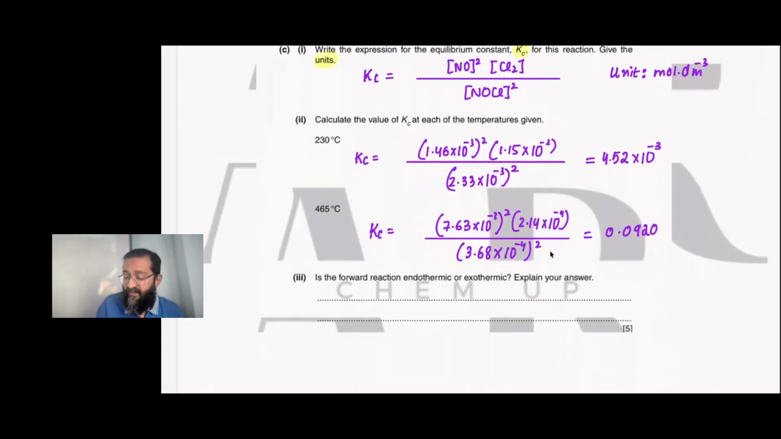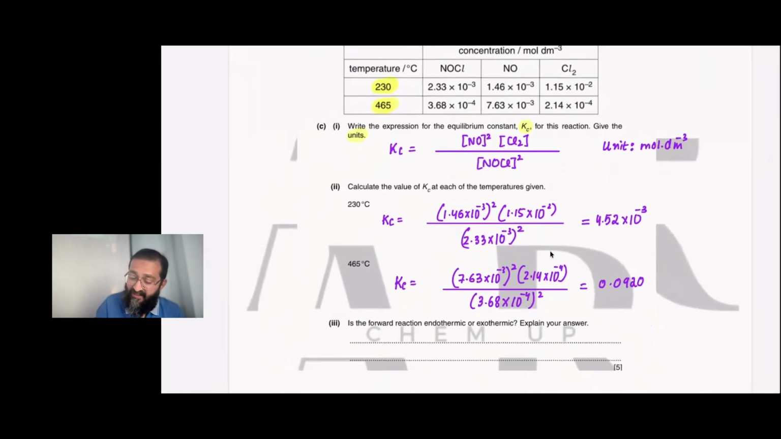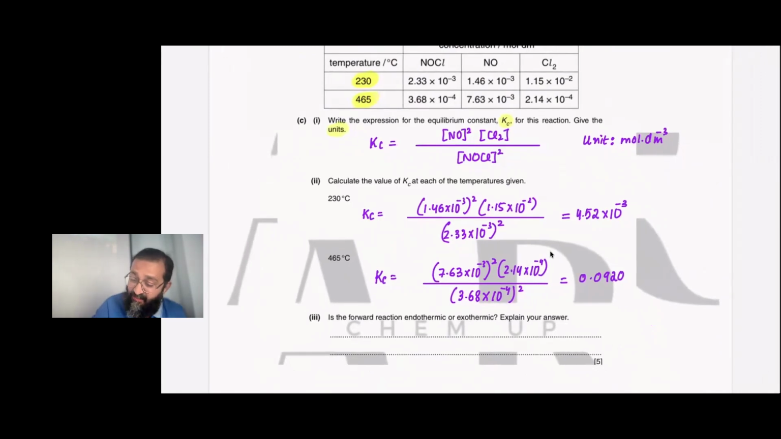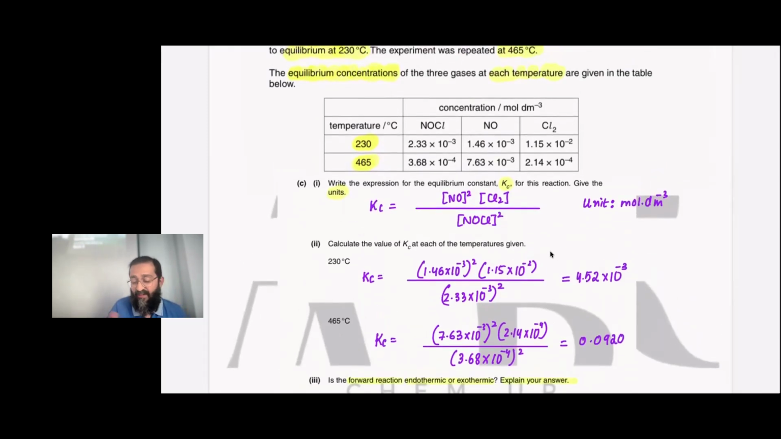So you have calculated this. Now, these three parts are worth 5 marks, and these are really free marks. So who is going to answer the last part? Is the forward reaction endothermic or exothermic? Explain your answer. First you need to predict whether the forward reaction is exothermic or endothermic. You have the data.